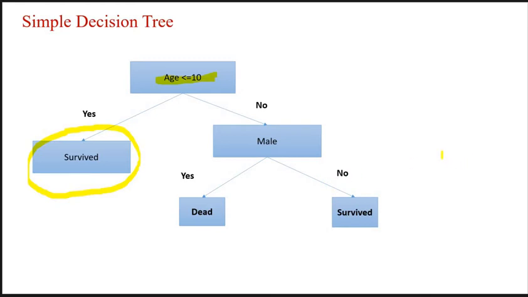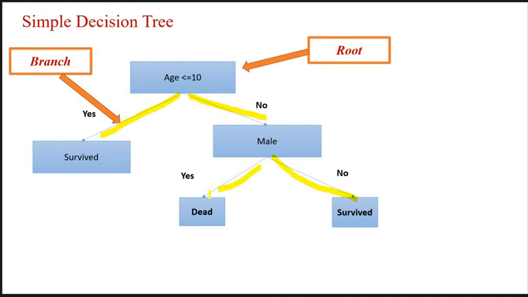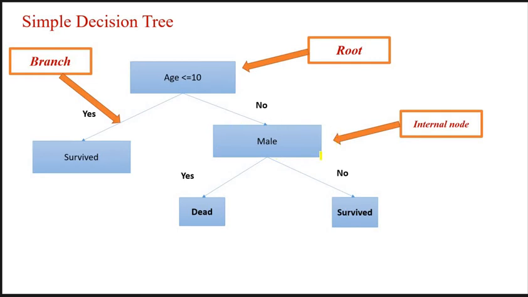So let's define some of the characteristics of a decision tree. This starting node is called the root node, and the terminology is similar to that of a tree. These lines are branches, right? And these are the internal nodes. We just have one internal node over here. The internal node is also called a decision node or a split node, because you are splitting on that node. And this is also called the parent node, and these are child nodes.